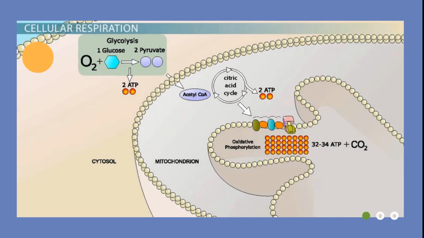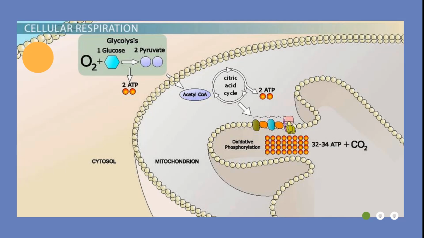So this is a summary of cellular respiration. We see glycolysis. There's your O2, your oxygen. Your glucose molecule is that hexagonal shape there, that turquoise hexagon. And you can see it's converting into 2 pyruvate molecules. And we do get a little bit of ATP. We get 2 molecules of ATP. And then do you see how pyruvate then is moving across the membrane to acetyl-CoA? And that's where pyruvate dehydrogenase complex sits.